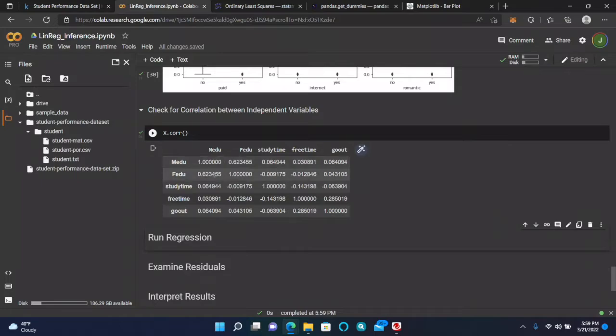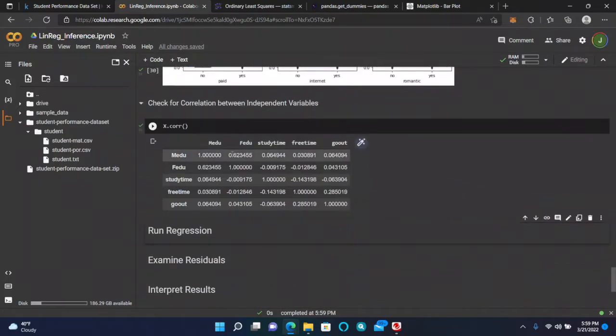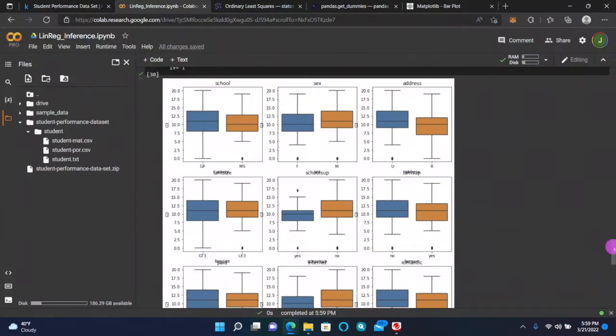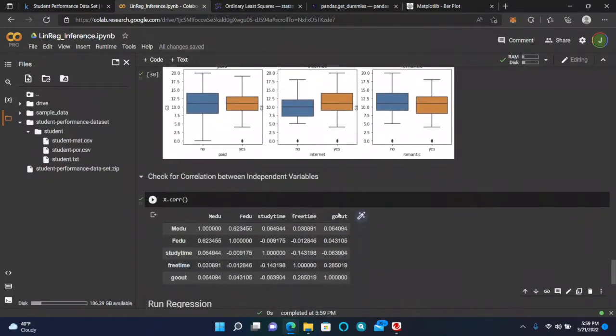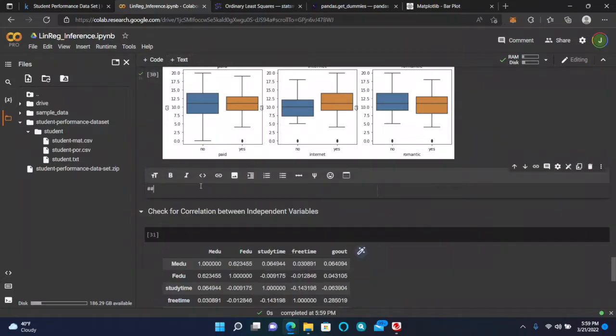And look at this. Mother's and father's education is actually pretty highly correlated. Okay, can only check correlation between the numeric variables. So it can't check for that in between these binary ones. Which, actually, maybe we should go ahead and make dummy variables first. Let's do that instead.